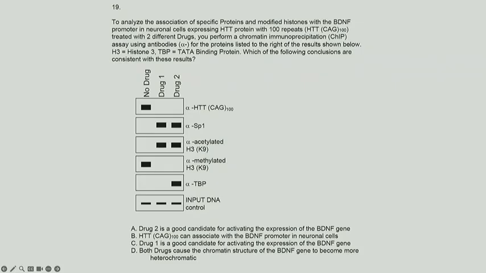Yeah, so B is the drug, or is the Huntington's protein associating with the promoter, right? We take our antibody, we pull down on the Huntington protein, the CAG 100 repeats, right? And then we take that DNA and we use primers that amplify up the promoter, and we get signal in the no drug condition. So that indicates that that protein is associated with that DNA.